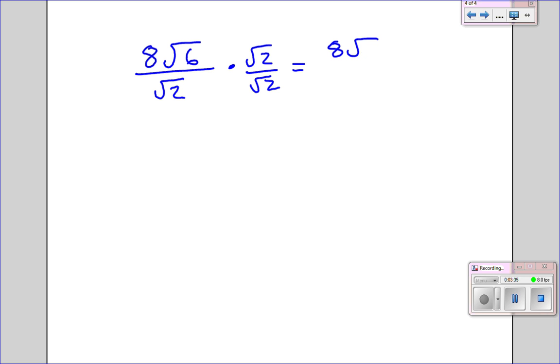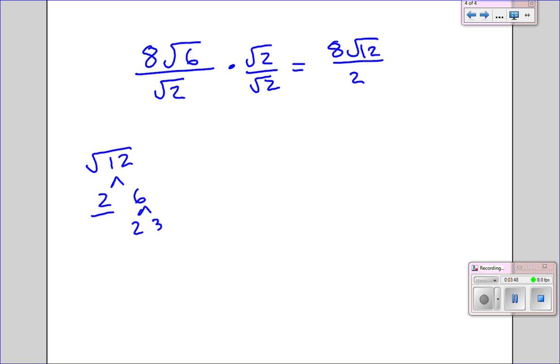Okay, I'm going to put one up here, and I want you to pause and see what you can do with this. All right, we're going to multiply top and bottom by square root of 2. That's how we get rid of the bottom part. So the top becomes 8 square root of 12 over 2. Well, now let's take this 12, and let's see if we can break it down. You always have to check.